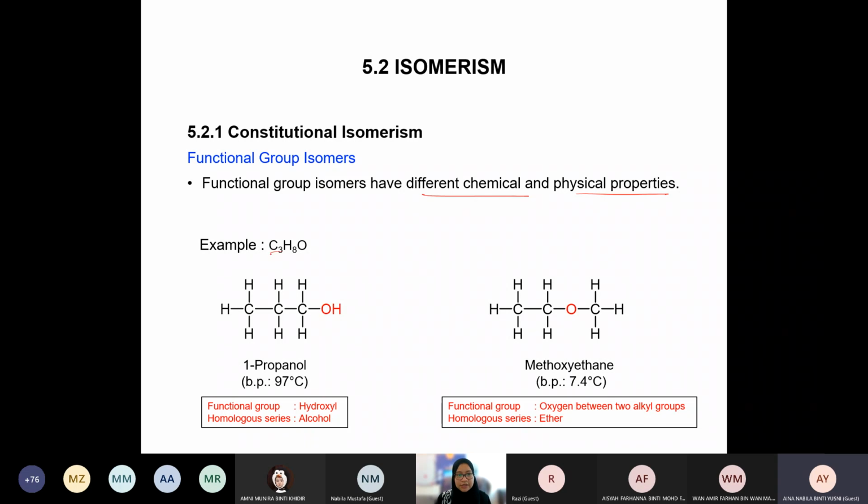So this is the chemical formula. It can be represented as alcohol, because we have a functional group of hydroxyl there. It can also be represented as ether, so we have oxygen between the two alkyl groups. So both of them have different chemical properties and also physical properties because they have different functional groups.